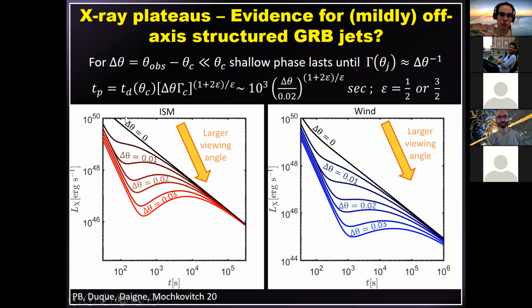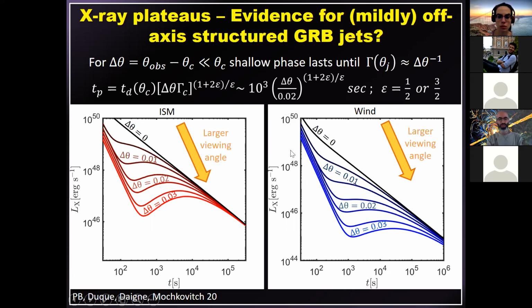You can see some of the math here in the slide, and the important thing here is that the dependence on the viewing angle is very sensitive. If you go from a viewing angle that is 0.01 to 0.03, you can really change the timescale of the plateau by orders of magnitude. And you see an example here, depending on what is the external medium that is decelerating the jet. This could be constant density or a density that declines as the radius to the -2. And you see the different light curves that we calculate for different viewing angles relative to the core.